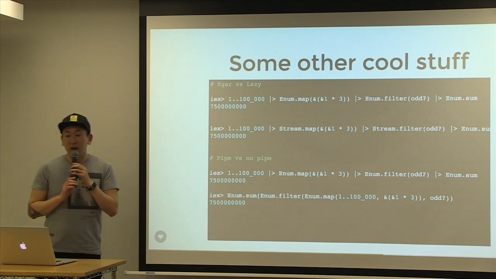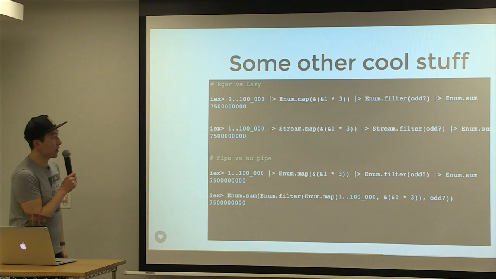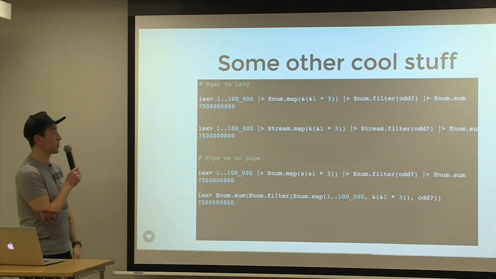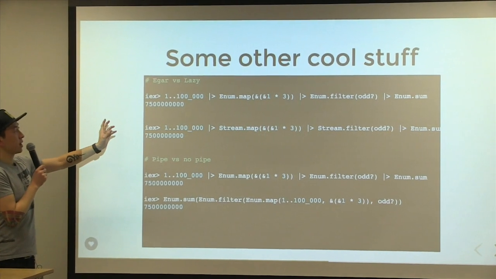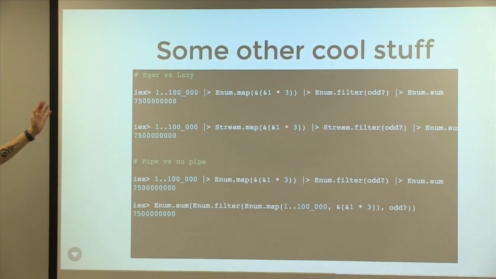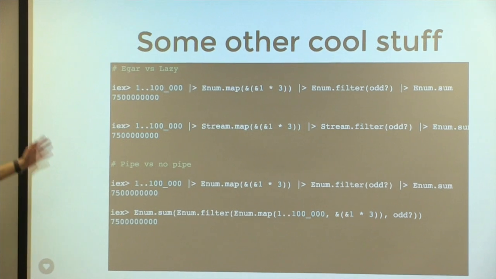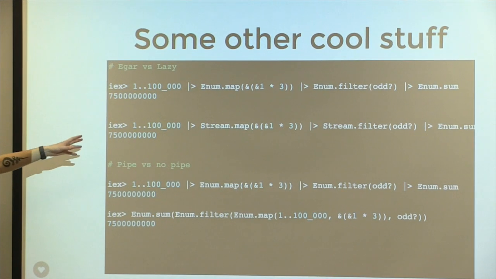Then some other cool stuff about the language itself, with just a few examples here. The whole thing they try to do here is create a list from 1 to 100,000, then map through them and multiply every element by 3, filter them by odd numbers, and at the end do a sum.